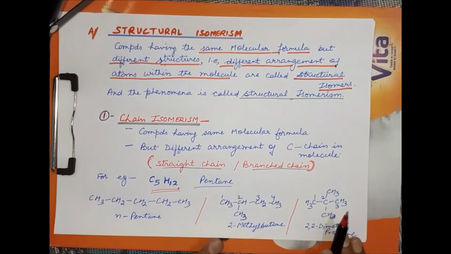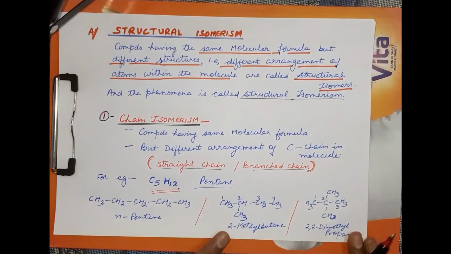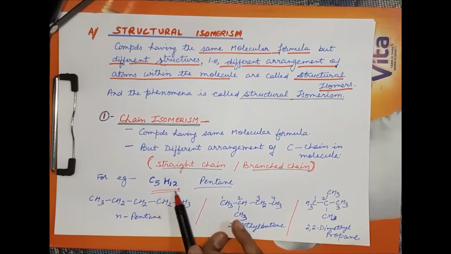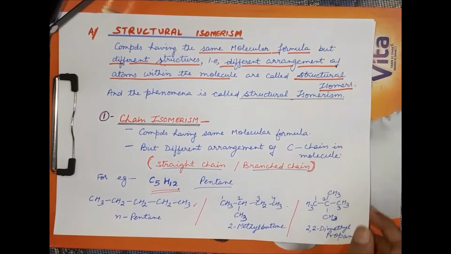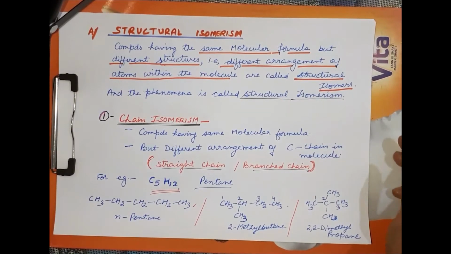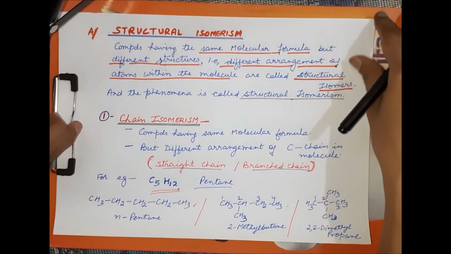In all these forms, the molecular formula is the same, C5H12. They differ only in the arrangement of the carbon chain. This one is the straight chain, and both of these are branched chains. So this is chain isomerism. Moving on to the next.